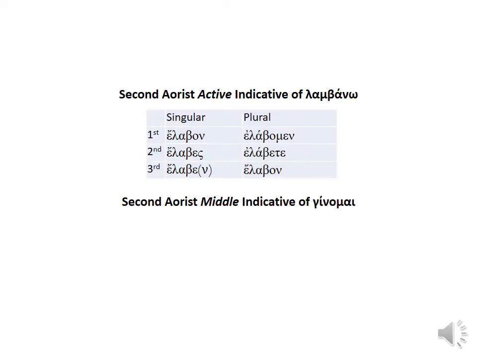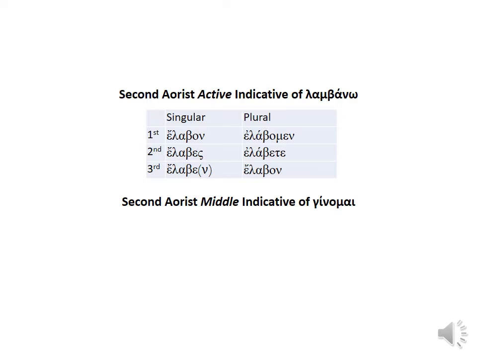So here's the complete paradigm for the second aorist active indicative of lambano. Now, why are we not using luo? The reason we're not using luo is because this chapter covers the second aorist formation, not the first. Luo has a first aorist formation pattern. Lambano has a second aorist formation pattern. Hence the change.